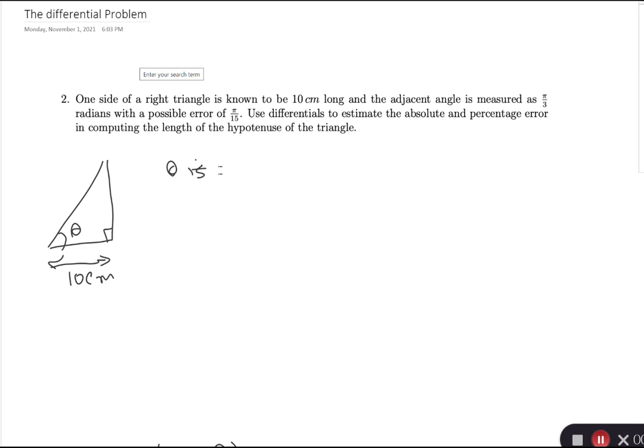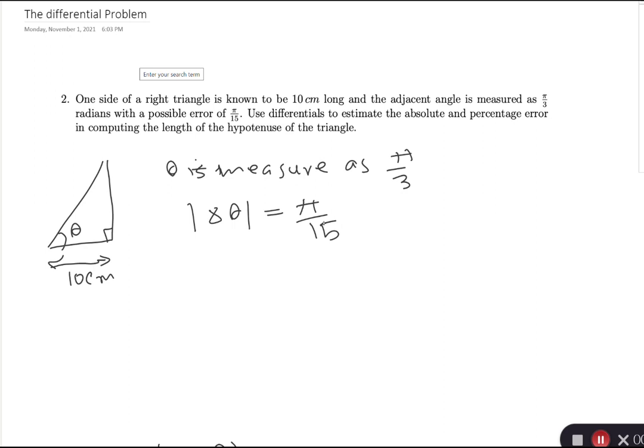being measured as pi/3, with pi/3 radians with a possible error of pi/15. So the absolute error of measurement of theta is going to be pi over 15.